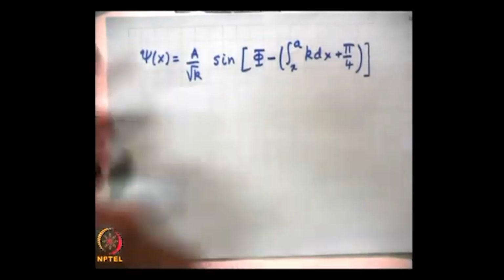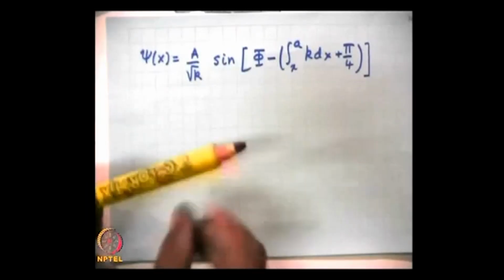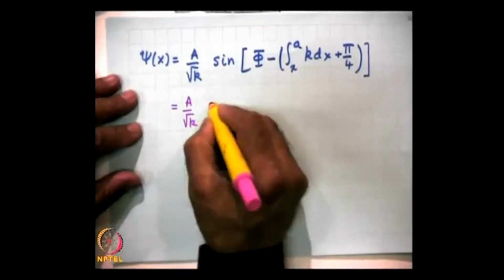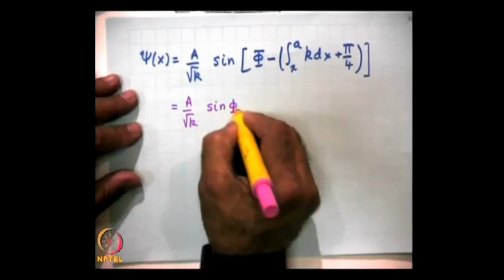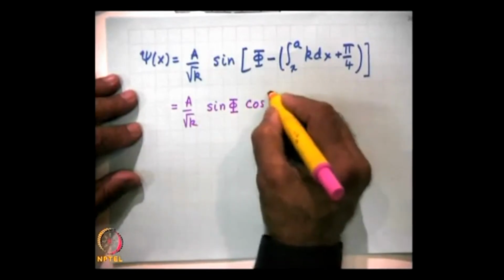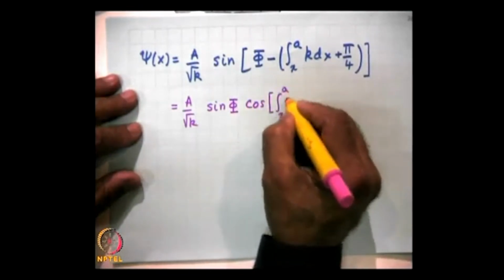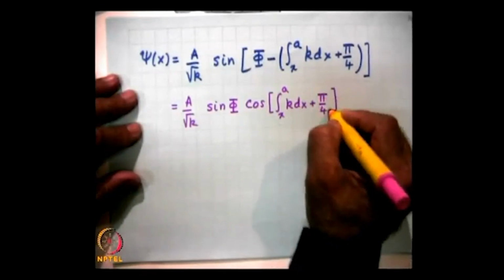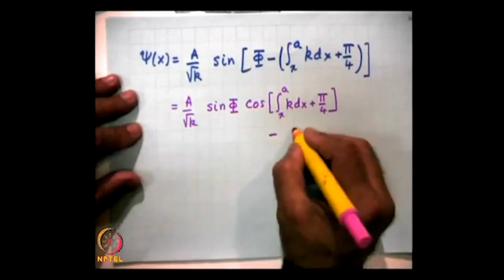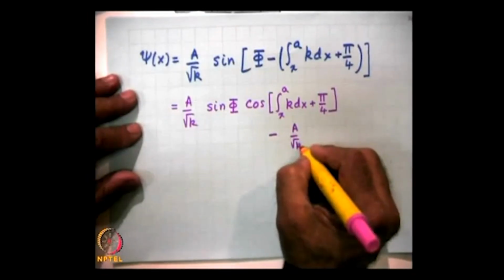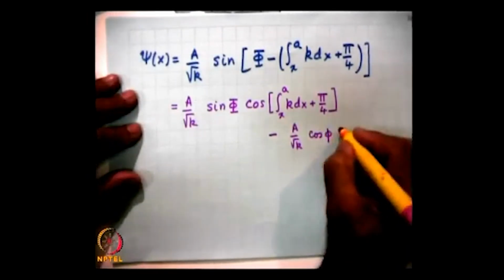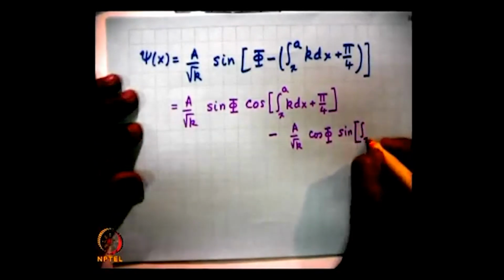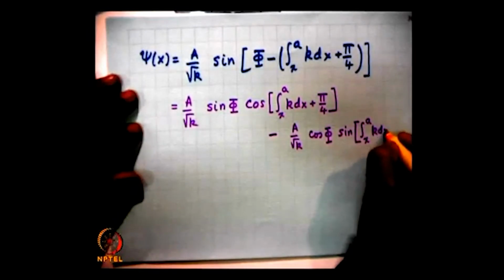Now, I can expand the sine term. So, I get A by root k sine phi cos of the integral from x to a of k dx plus pi by 4, minus A by root k cos phi sine of the integral from x to a of k dx plus pi by 4.